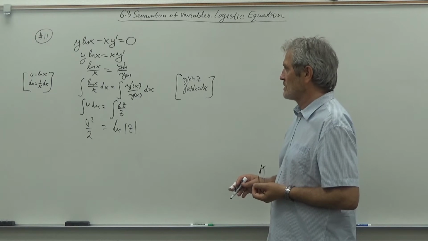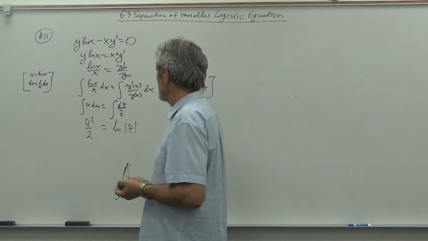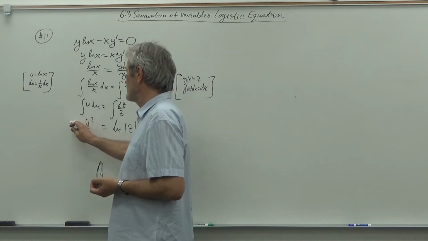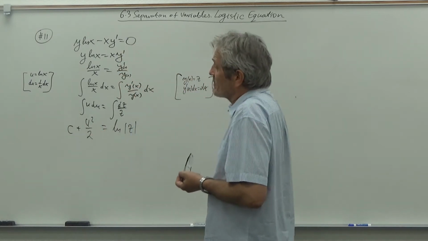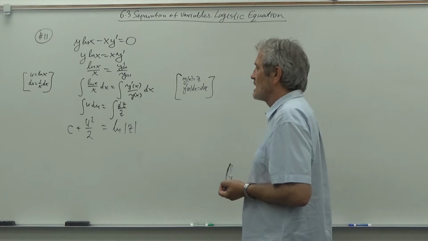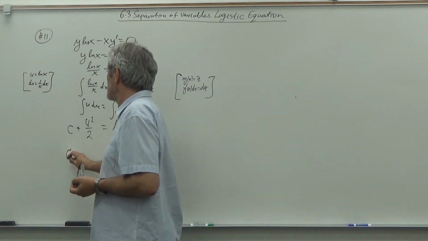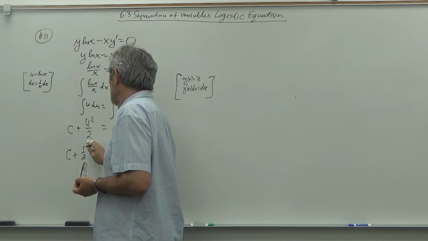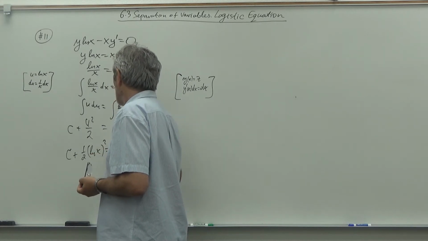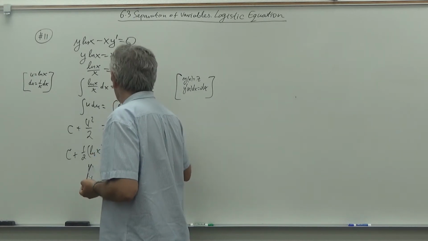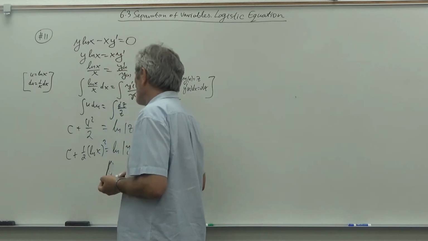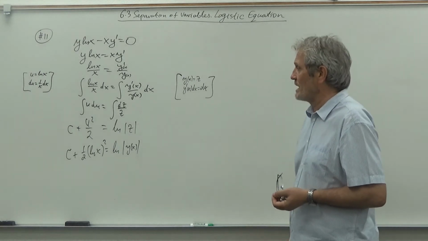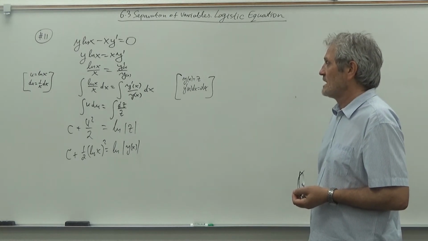And then we recall that u stands for ln x. C should be somewhere. Where should I put C? Usually where the independent variable is, or wherever that makes it simpler. So I put it on this side. So I'll get C plus 1/2 ln squared x equals ln absolute value y of x. We already solved the differential equation. We would rather, whenever it's possible, solve it explicitly.